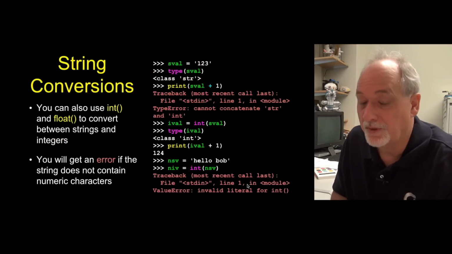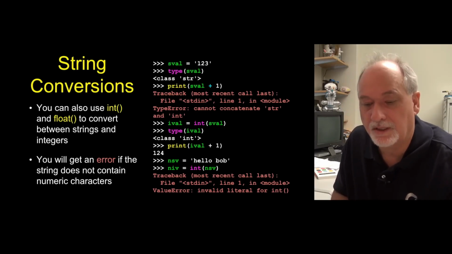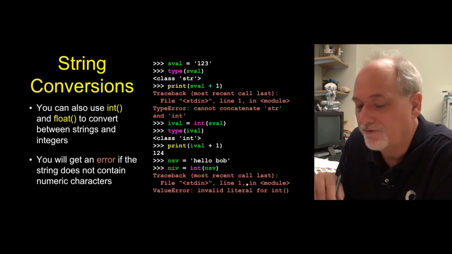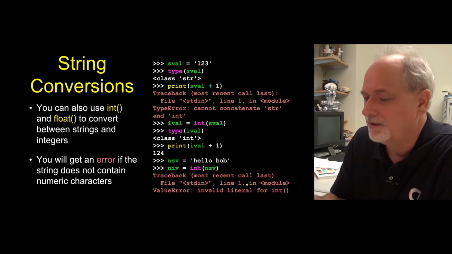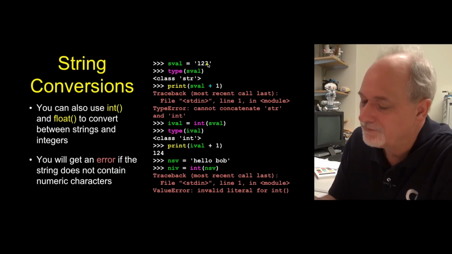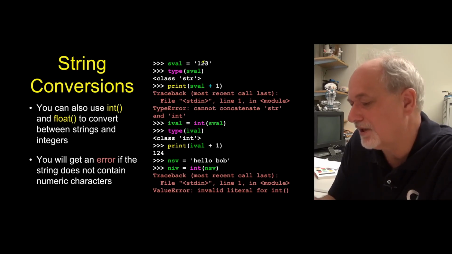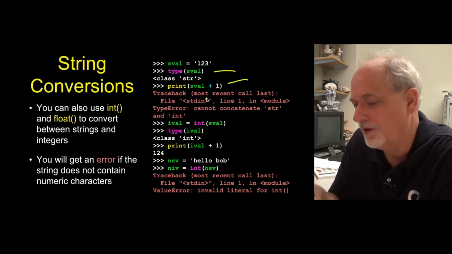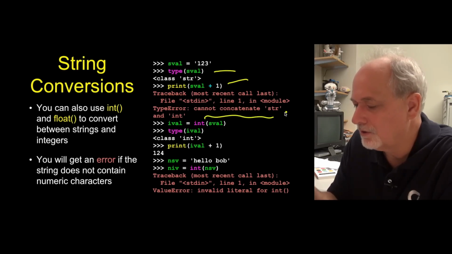We've also done this with string conversions, partly because, just as an example, the input function always returns a string. So here's this string, which could be coming from input, but we'll just take 1, 2, 3. We know that that's a string. It's not the number 123. And if we try to add 1 to it, we get a traceback: cannot concatenate string and integer. But we can convert that string to an integer.